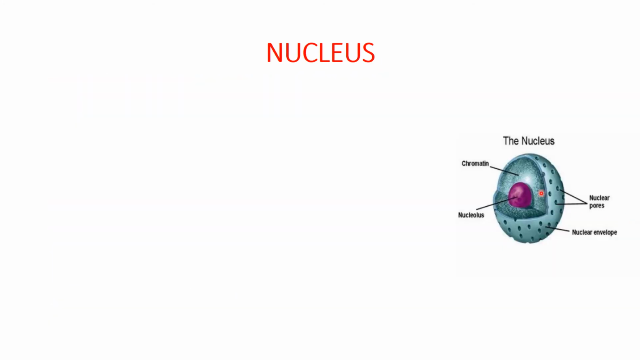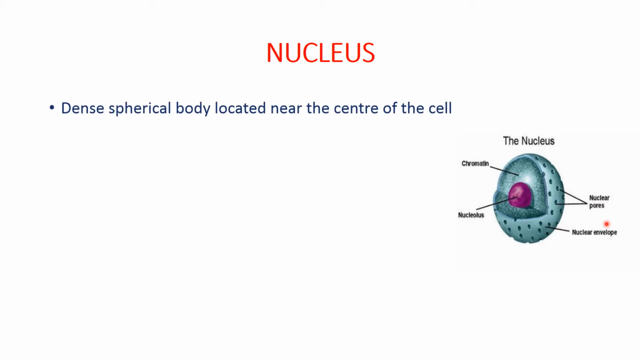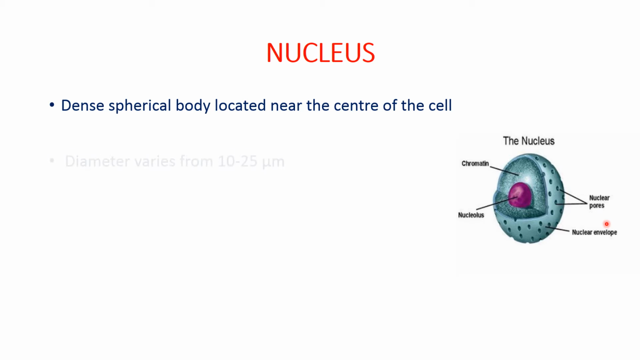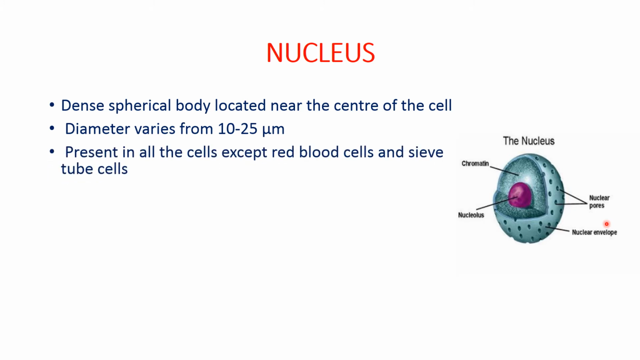Next is nucleus, the most important part of the cell. You can say it is the controlling part of the cell. Dense spherical body located near the center of the cell. Diameter varies from 10 to 25 micrometer. Present in all cells except red blood cells and sieve tube cells. Red blood cells are present in the human body, we all know, and sieve tube cells are present in plants.